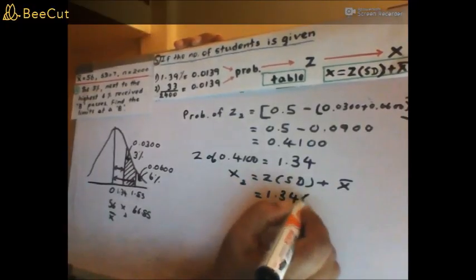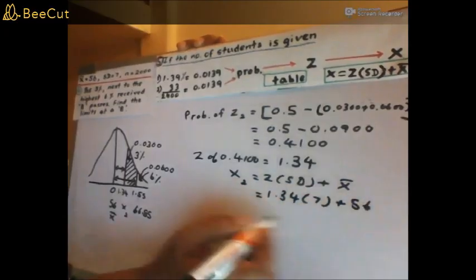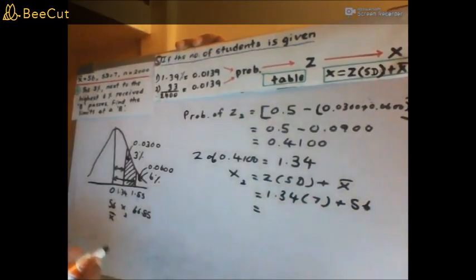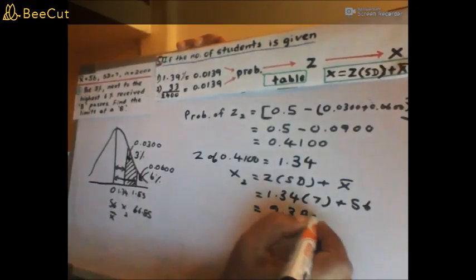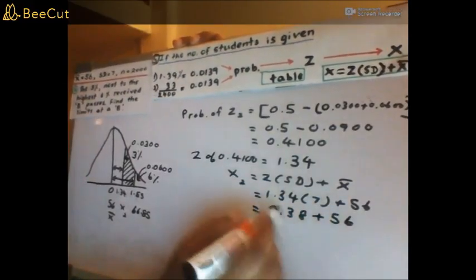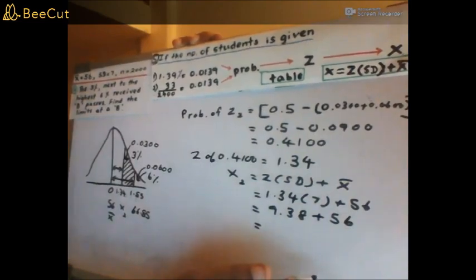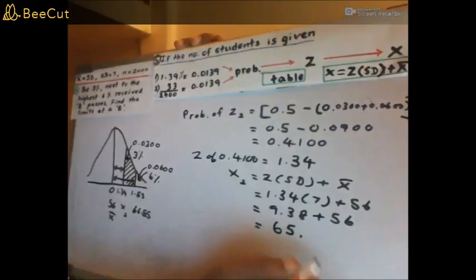1.34 plus 50. So here it is 9.38. 9.38. Once again, I'm telling you to do these manually and get the correct answer. Right? Don't make any mistakes. The answer is 65.38.